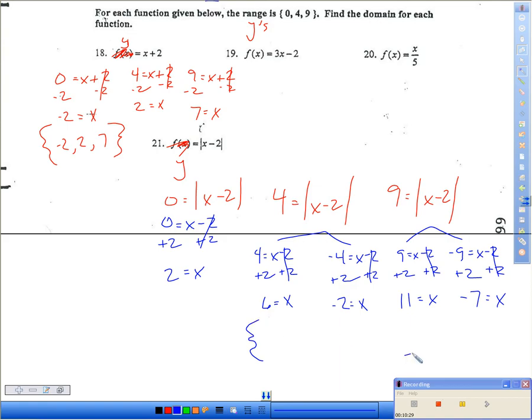Again, we're only going to list each x value once. Hopefully we see that none of the x values repeat, though. All of them are different, so let's just put them as a set. I do want to put these from smallest to biggest. We just need to get used to seeing it written like that. So I'm going to write negative 7, negative 2, positive 2, positive 6, and positive 11. So that's 5 different numbers for our domain when the range is 0, 4, and 9.